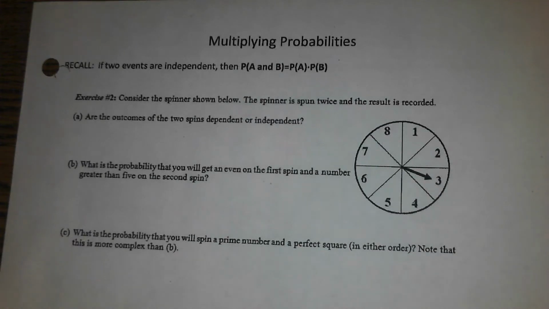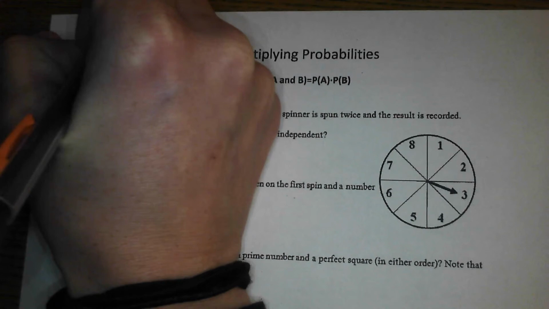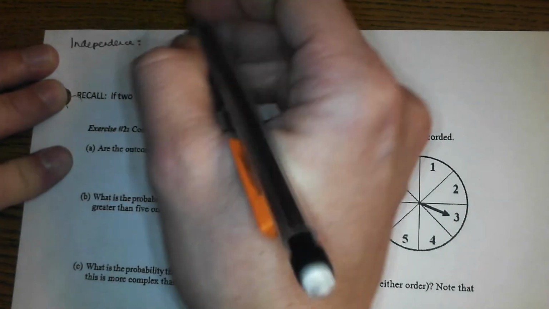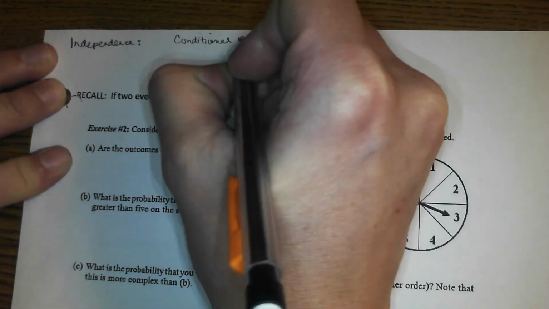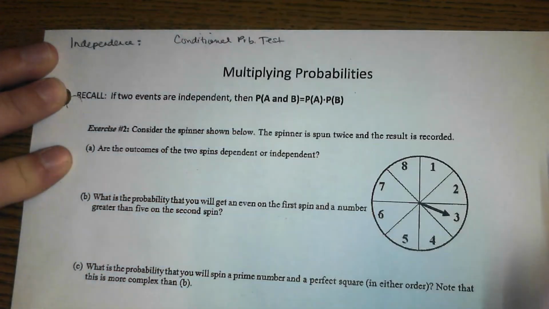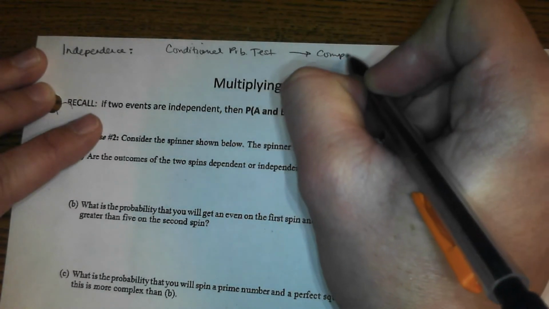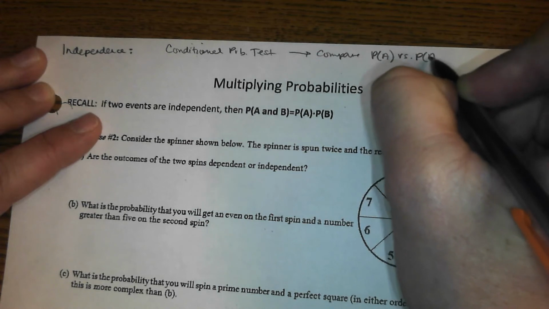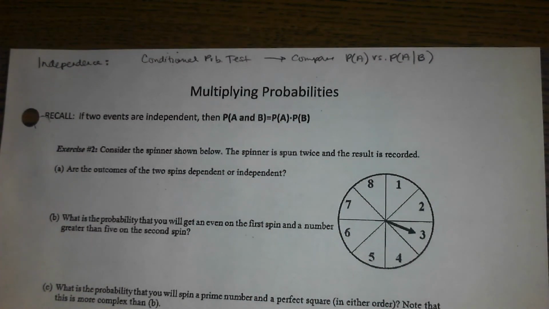Yesterday and just now, we went over the homework quiz. So for independence, essentially there's the conditional probability test, which is what I usually do. It's when you compare the probability of A versus the probability of A given B. That's the conditional probability test.